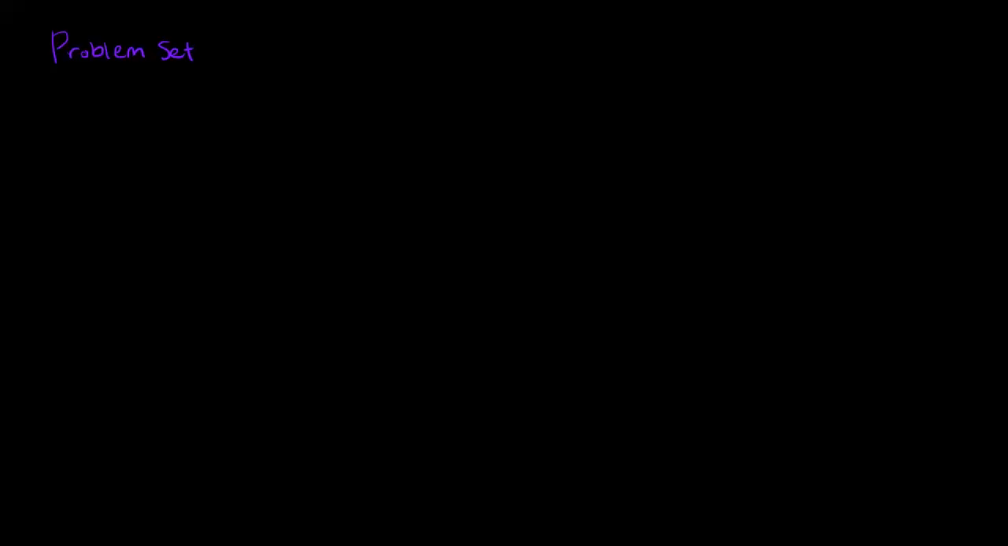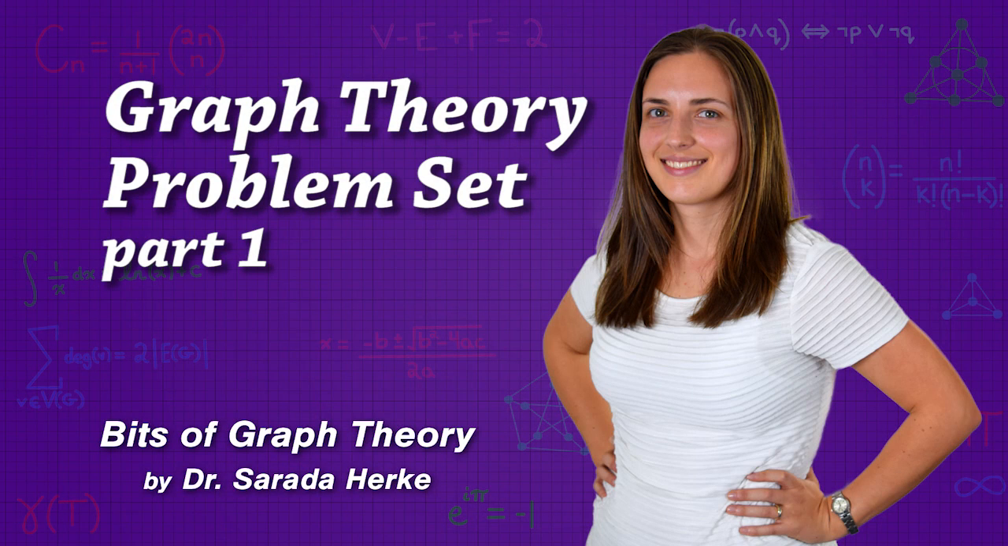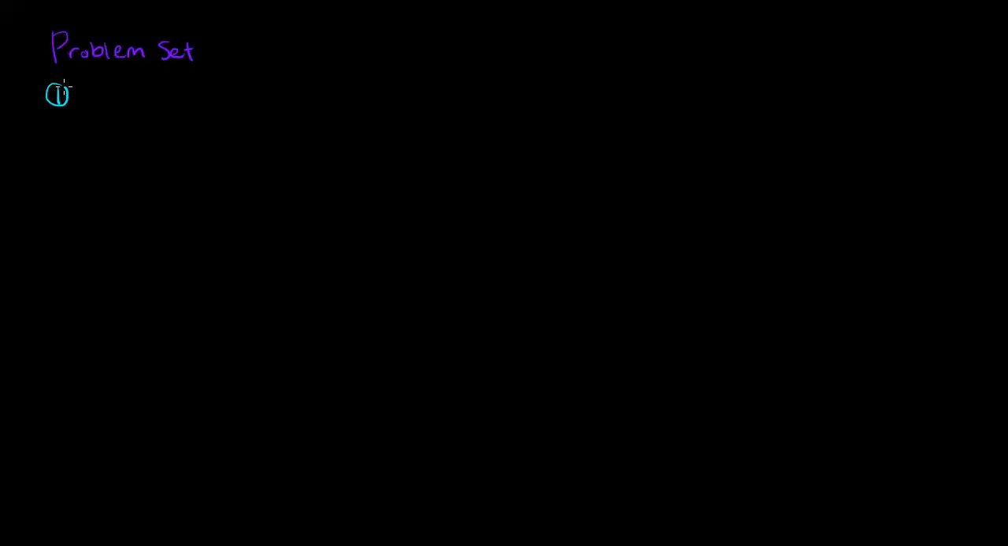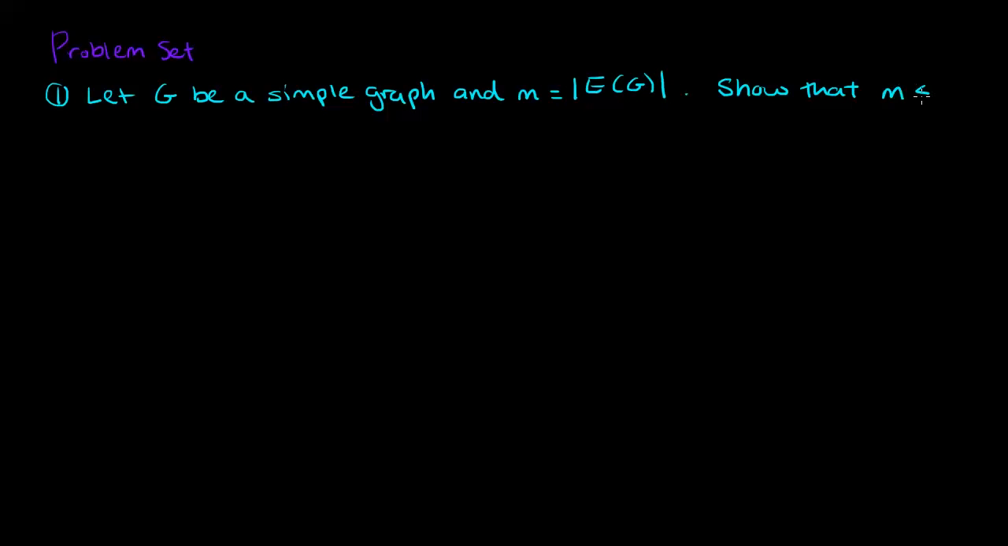If you've been following along in this video series, now you're ready to answer a few basic problems in graph theory. Let G be a simple graph and M equal to the size of the edge set. Show that M is less than or equal to n choose 2, and determine when equality holds.